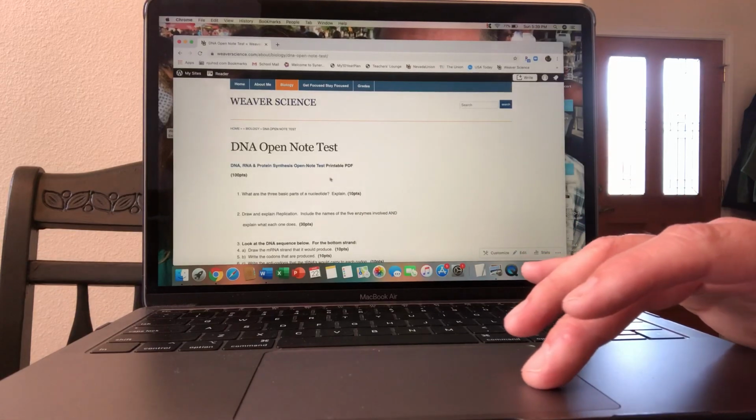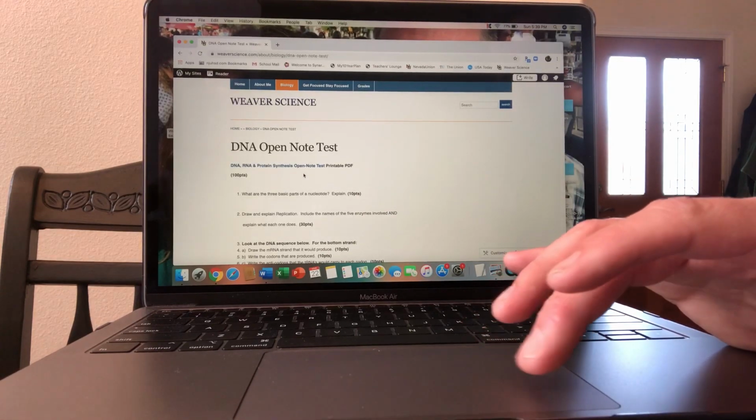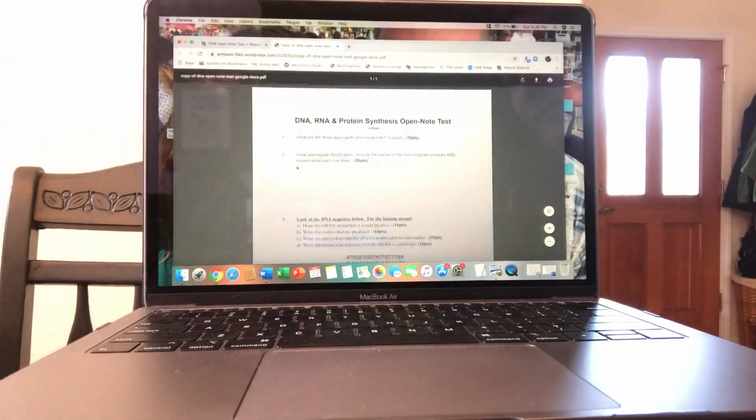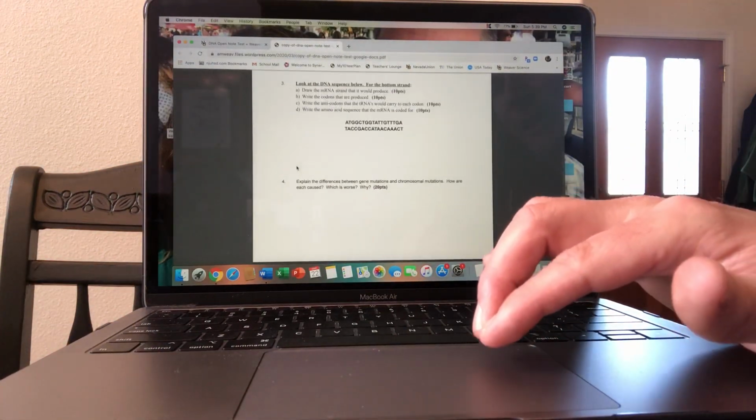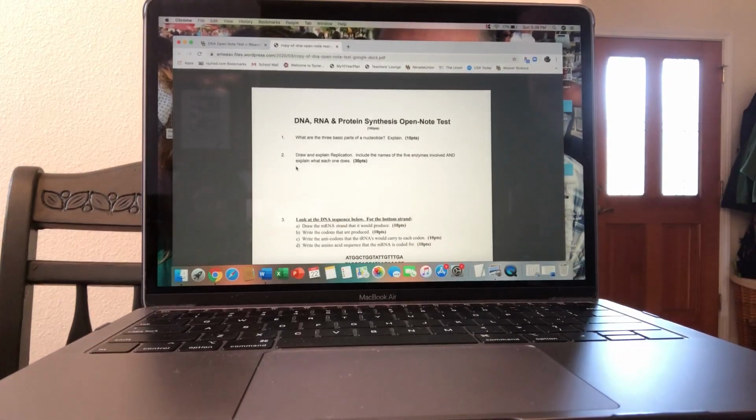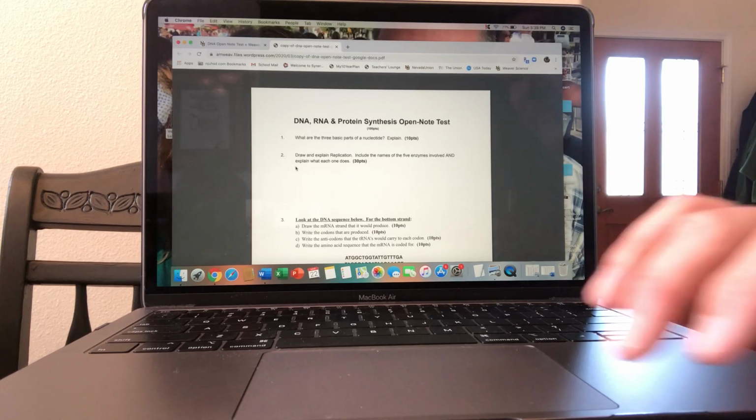However, if you want, you can click on this. It says printable PDF form, and it gives you a more conclusive look. Here are the test questions for the DNA open note test, and I can't stress this enough. I want you guys to use all of the notes and diagrams that you have had in this past unit to help guide yourself throughout the test.